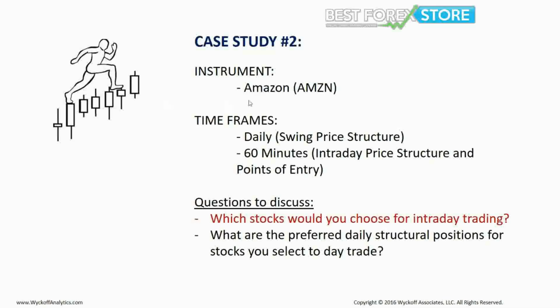Okay, great. So let's look at this example. We're going to look at Amazon, and the time frames that we're going to discuss are the daily and 60 minutes. We're going to look at the daily from the point of view of the swing price structure. We want to determine what the current trend is, where we are in the structure, and are we in some kind of stepping stone in the larger trend, and so on and so forth. And then on the 60 minutes, we're going to look for points of entry, and we're also going to look at the intraday price structure.